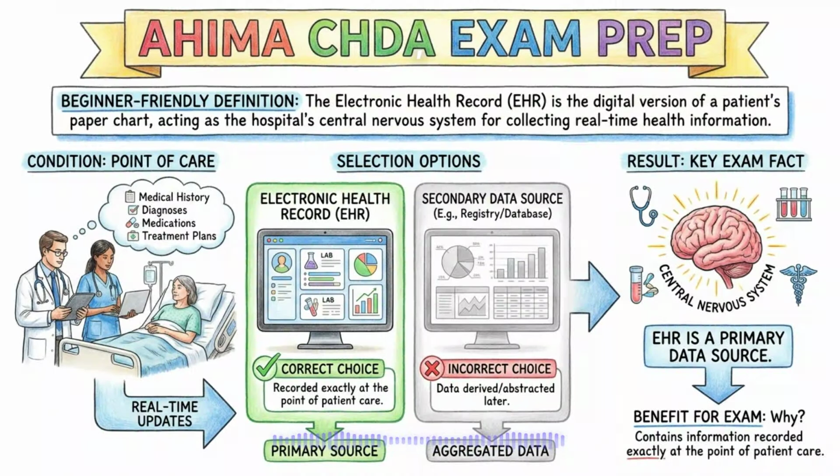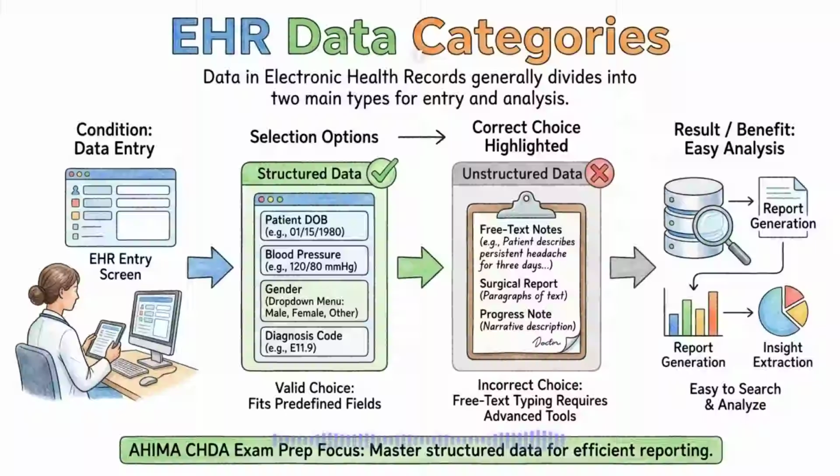For the CHDA exam, you need to understand that the EHR is considered a primary data source because it contains information recorded exactly at the point of patient care. Inside the EHR, data is generally divided into two main categories known as structured data and unstructured data. Structured data refers to information that fits neatly into predefined boxes or drop-down menus, like a patient's date of birth or their specific blood pressure reading.